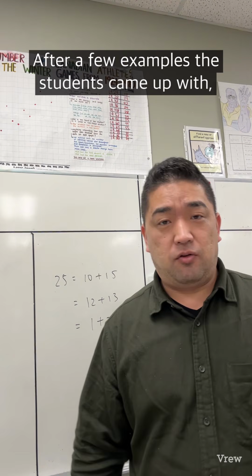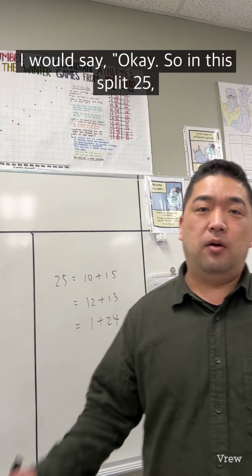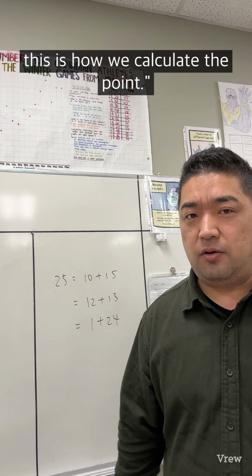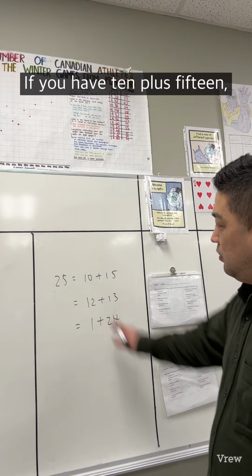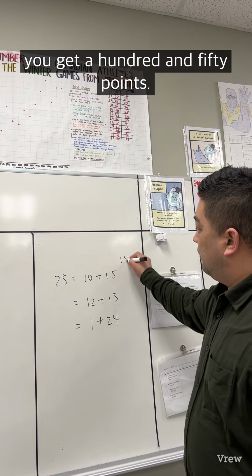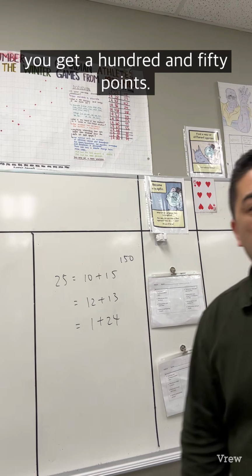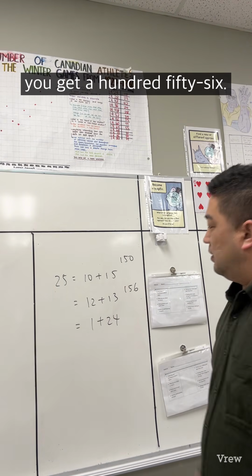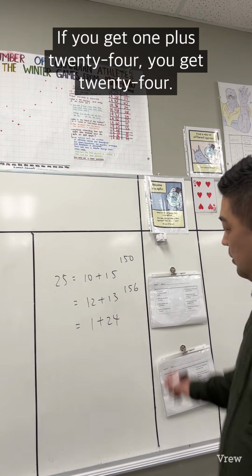After a few examples that students came up with, I would say, okay, so in this Split 25, this is how we calculate the points. If you have 10 plus 15, you get 150 points. If you get 12 plus 13, you get 156. If you get 1 plus 24, you get 24.